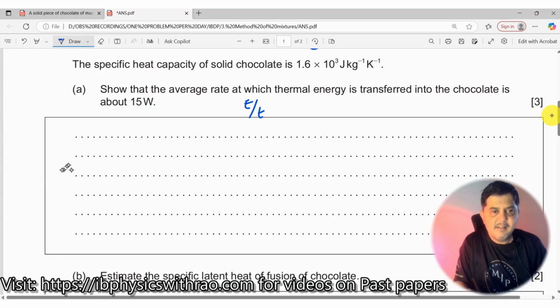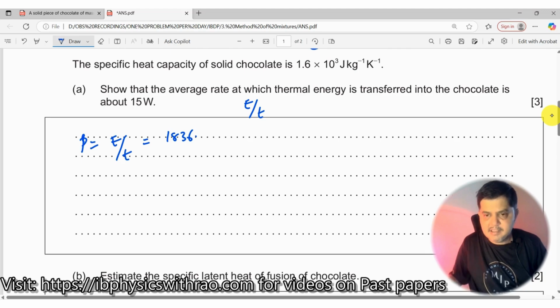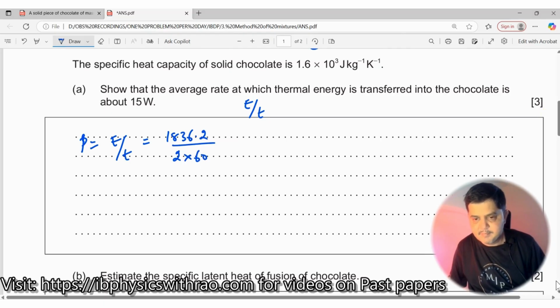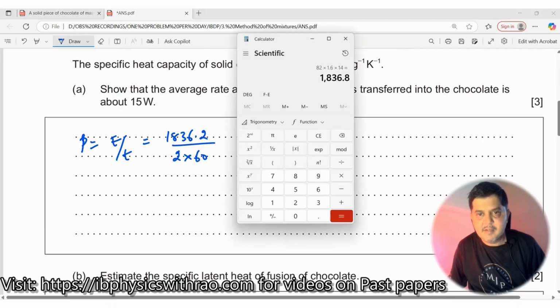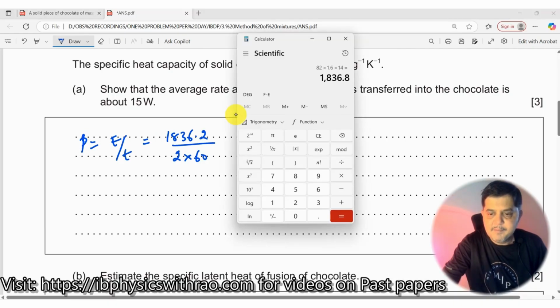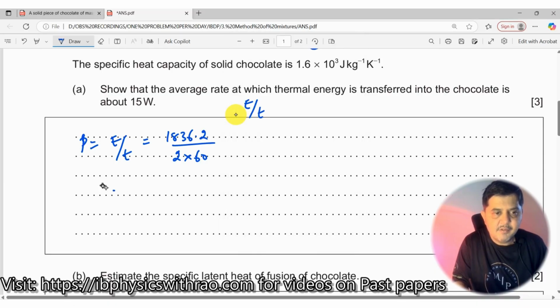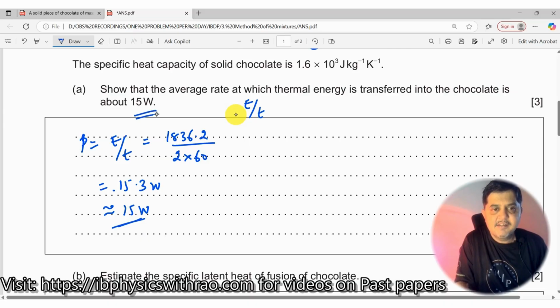The power P is nothing but energy by time, which is 1836.8 divided by 2 minutes, 2 into 60, which is 120. This will give me 15.3. So I get 15.3 watt, which is nearly equal to 15 watt as required.